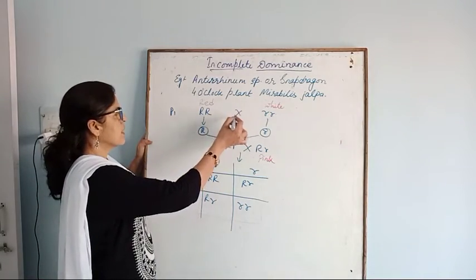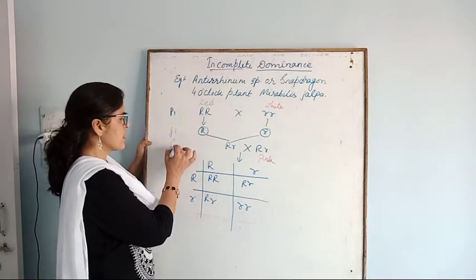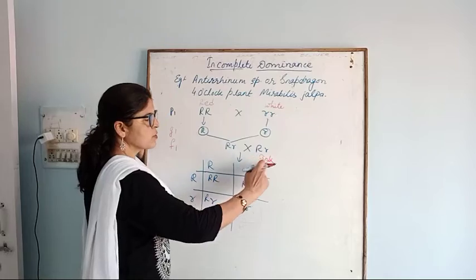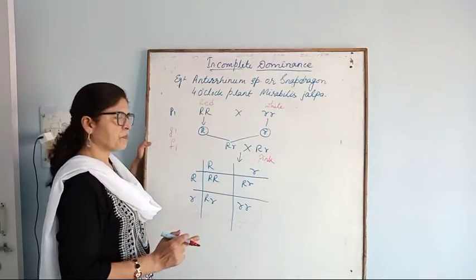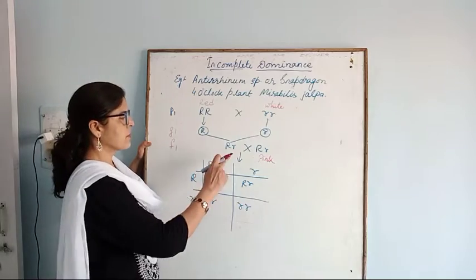So this is the P1 generation, these are the gametes, and this is F1, the first filial generation. All these flowers are pink in color. What is the reason behind it? That we will conclude after some time.